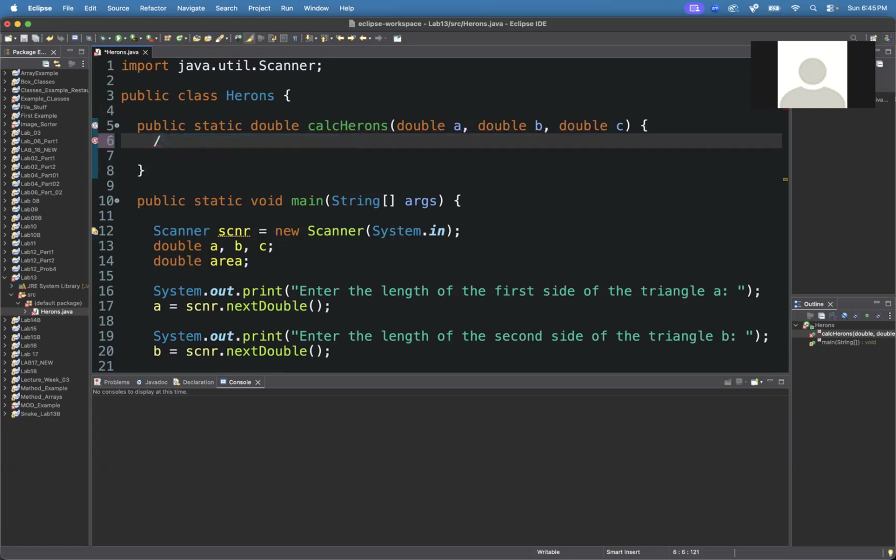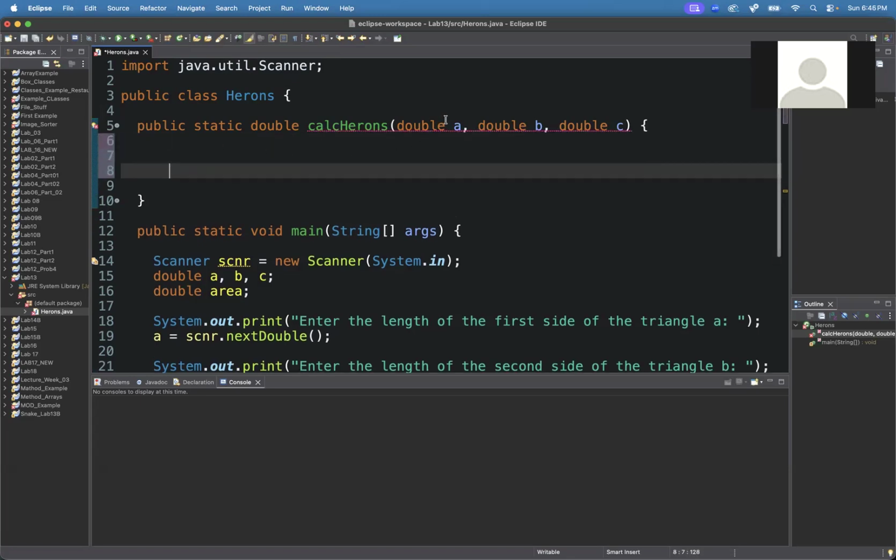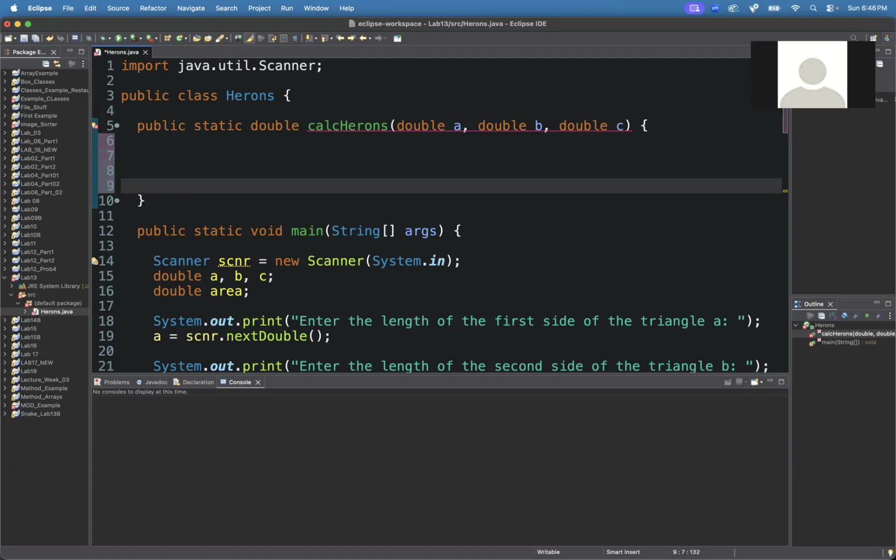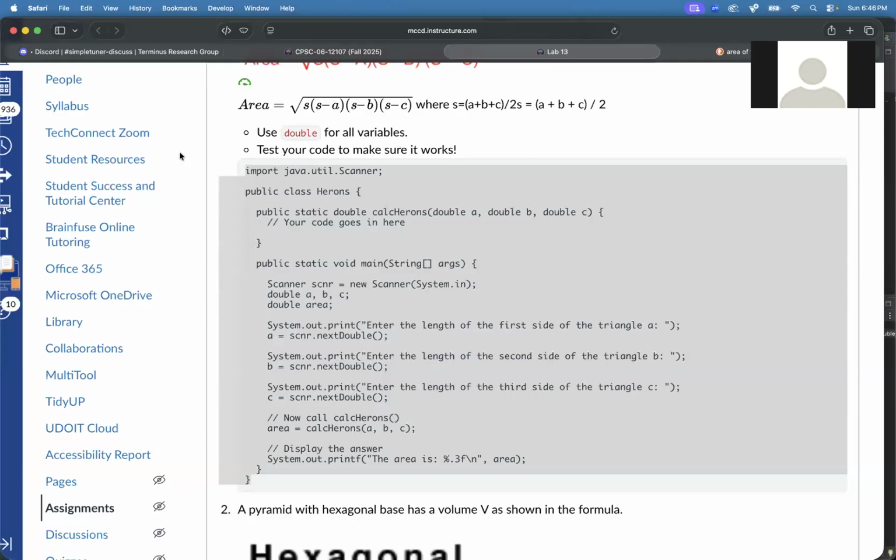So looking at the method, the sides of the triangle come in, the A, the B, and the C, and they're going to be doubles. And the return type is a double because when we're done calculating the area, we need to return it, right? So the last line of our method is probably going to be like return area, right? Something like that makes sense. Of course, we have to write the rest of it.